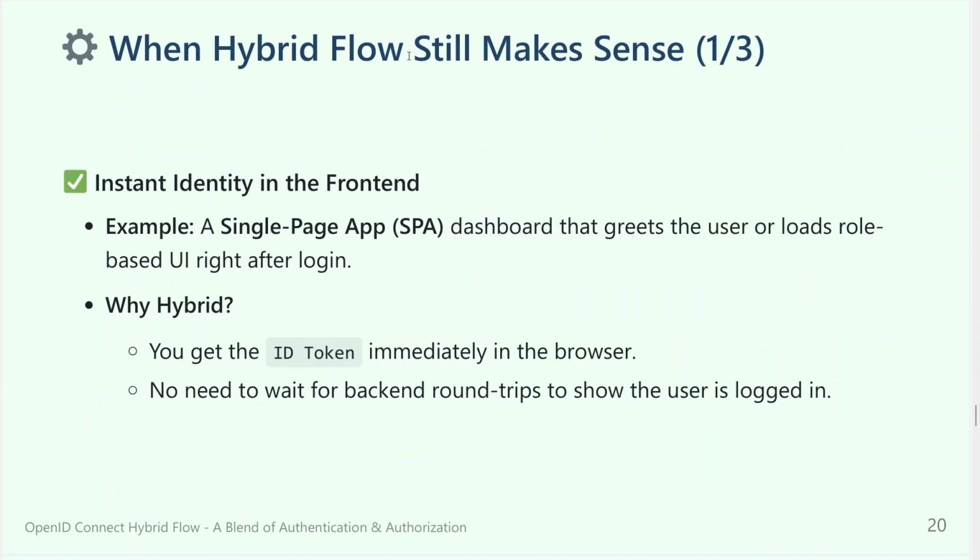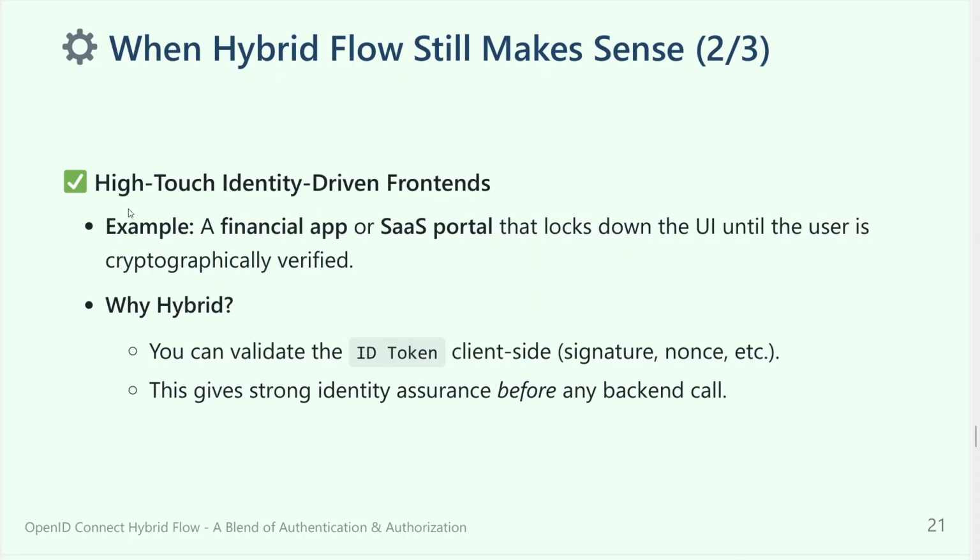So when should we use this hybrid flow? Mainly it's the use case that I already provided. You want instant identity on the front end. You have a single page application dashboard that greets the user and then starts to load data. So for you to greet the user, you need at least after the login to say, hey, welcome, and some information about it. Please confirm this. But behind the scenes, you are connecting to your backend and asking for the access token and the refresh token.